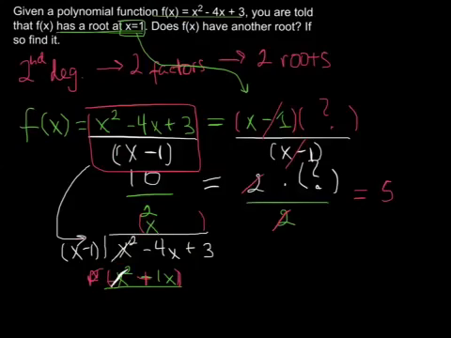These will cancel, which is a good thing because I don't want to have to deal with an x squared anymore. That was the whole reason I did x times x in the first place. And negative 4x plus 1x will be negative 3x. And I'll drop down the 3 because I have nothing to subtract from that, plus 3.